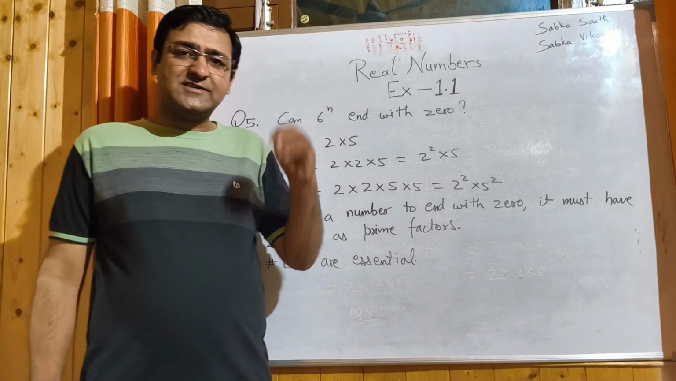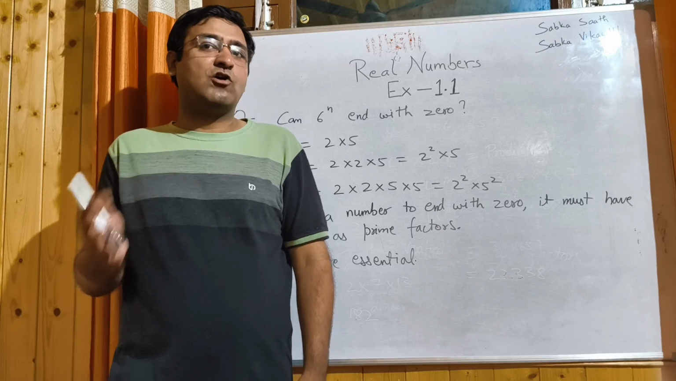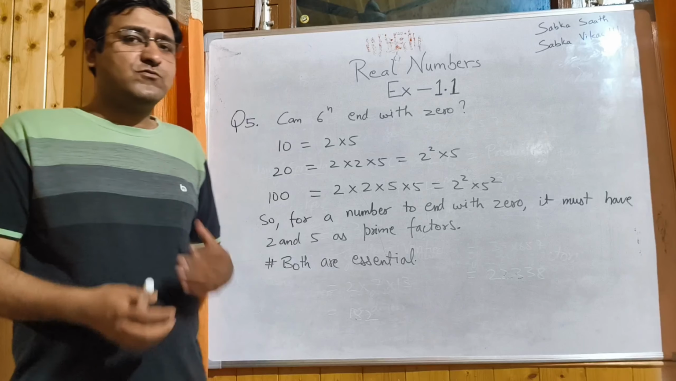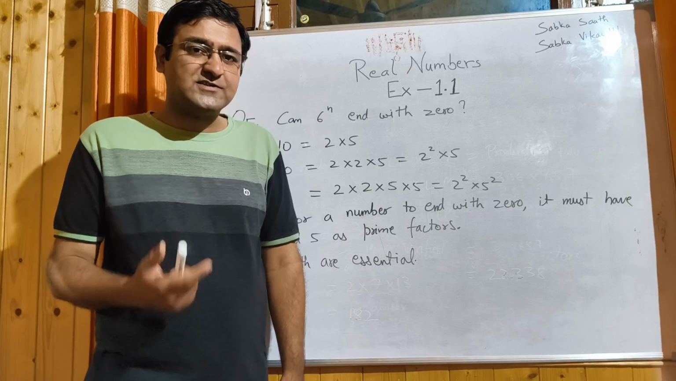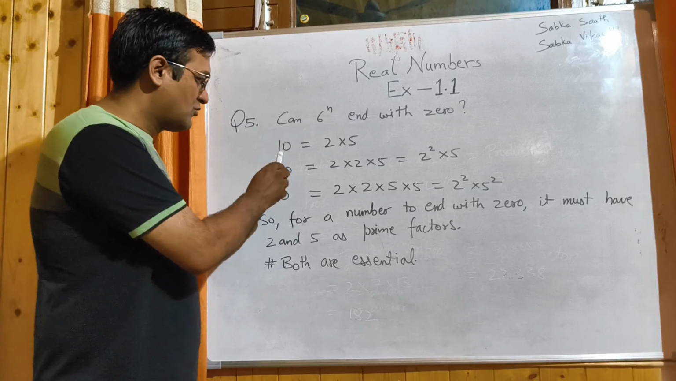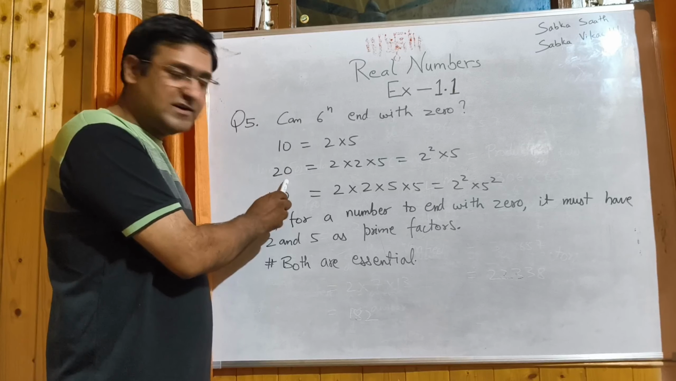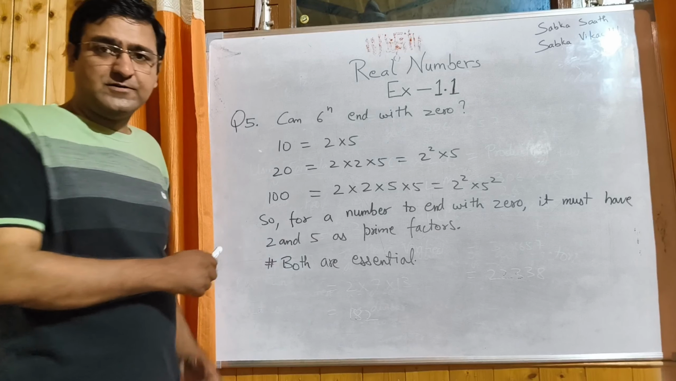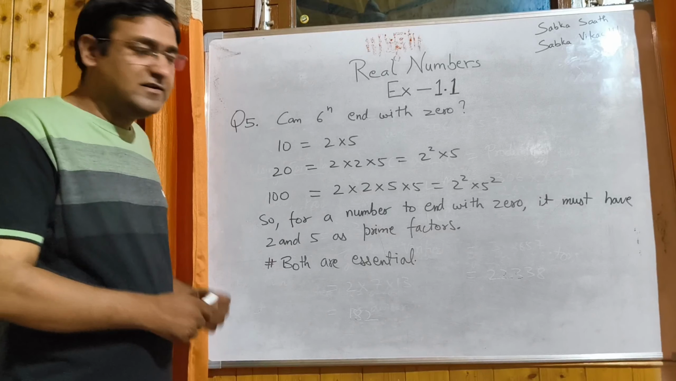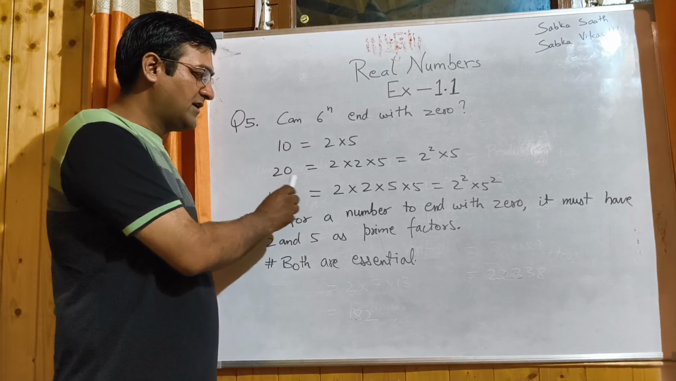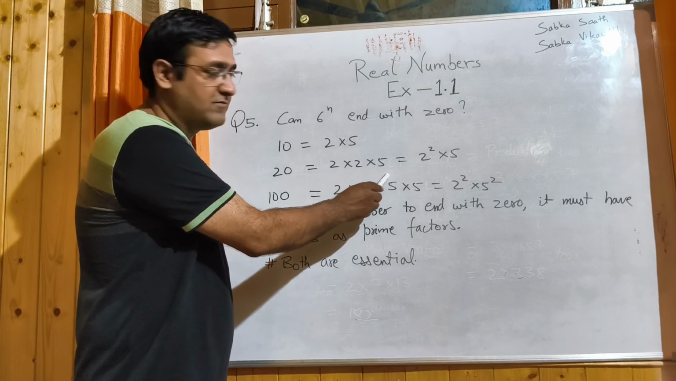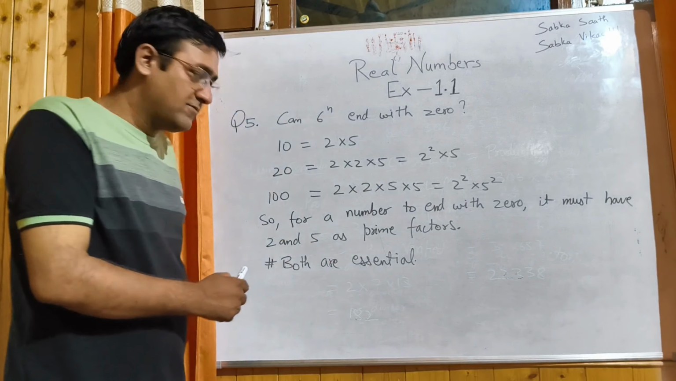So first of all, to understand this question, let's understand the logic behind it. Let's take for example numbers which are ending with 0 to understand what's the logic behind it. So 10 we are taking, 20 we are taking, and we are taking 100. Let's take the prime factors of 10. 10 can be written as 2 into 5. Prime factors of 20 can be written as 2 into 2 into 5, which gives us 2 square into 5.